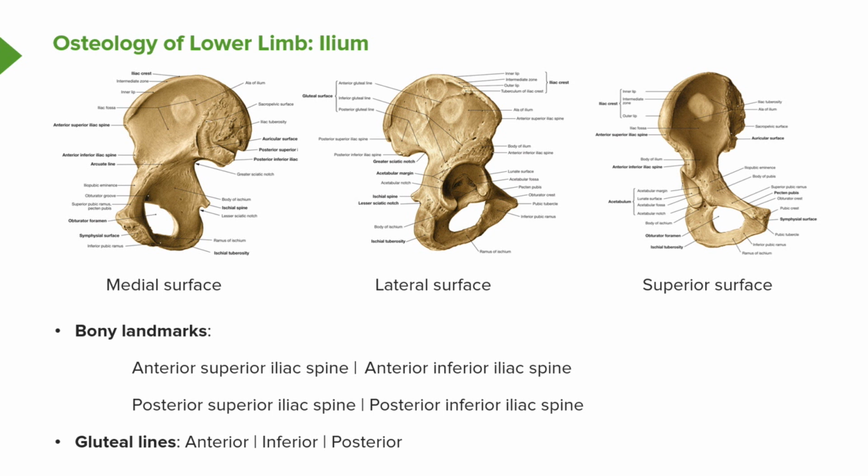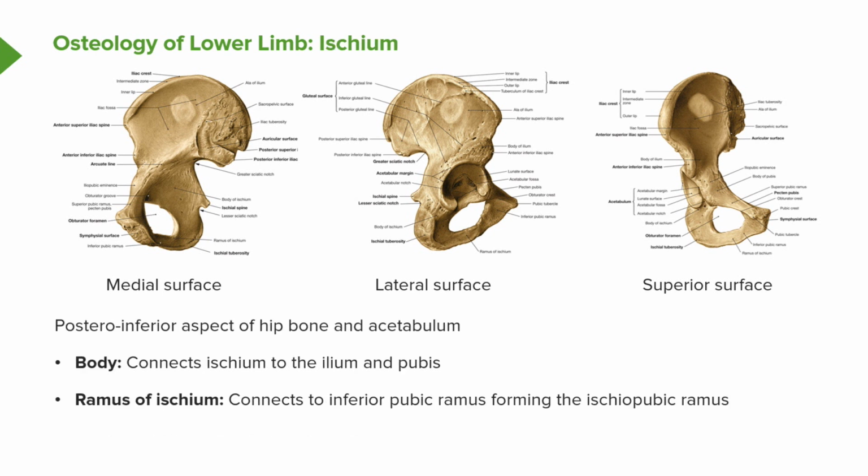Now let's turn to the ischium. The ischium is most posteriorly located, and it's the postero-inferior aspect of the hip bone and also the acetabulum. So here on this lateral surface where we can see the acetabulum, if the ilium was superior from this line here, then the ischium is coming down into this region. So the ischium is everything below this line we can see here. Again, it's uniting with the pubis and the ilium at the acetabulum.